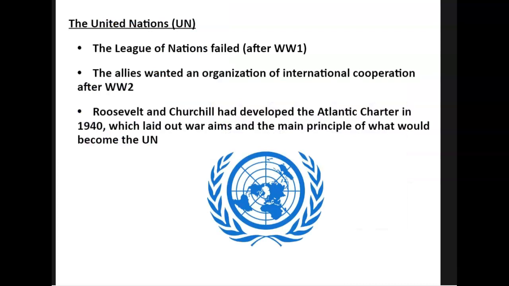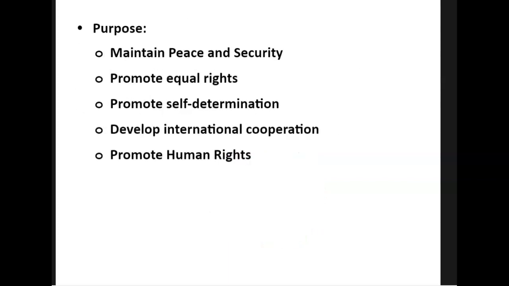The UN comes to prominence during this. It's a reboot of the League of Nations that failed after World War I. The original idea was developed by Roosevelt and Churchill in 1940, laying out the war aims. Roosevelt always referred to the Allies as the United Nations, and that really becomes the forerunner of it. The main purpose is to maintain peace and security, promote equal rights, self-determination, international cooperation, and promote human rights.